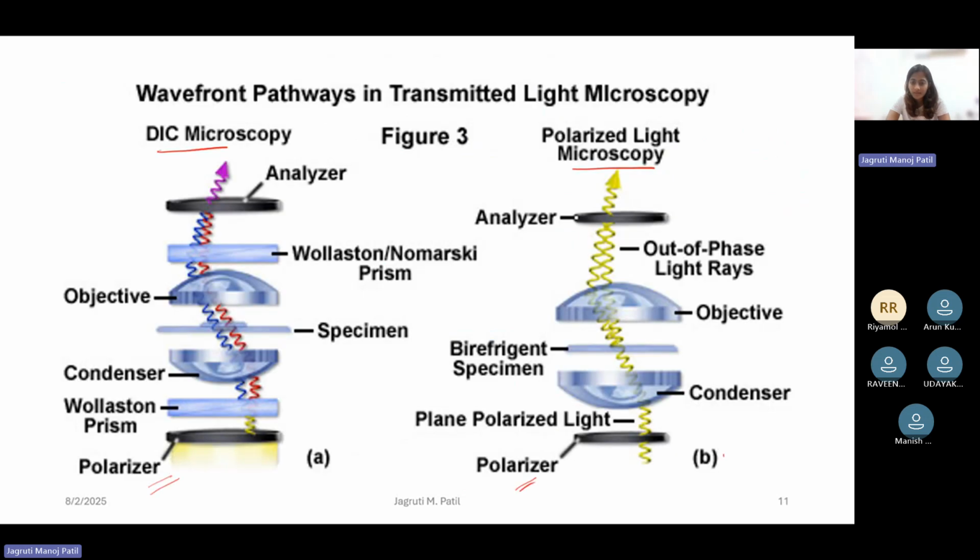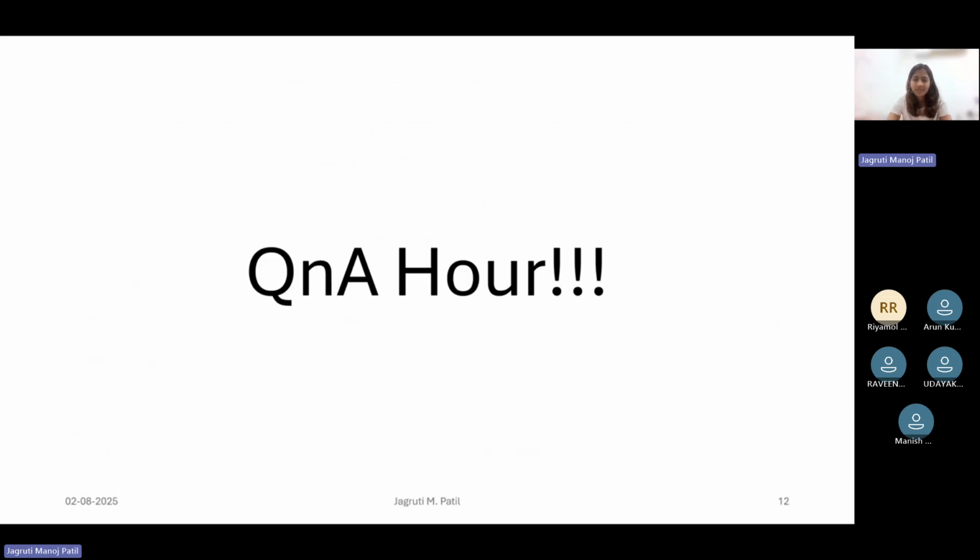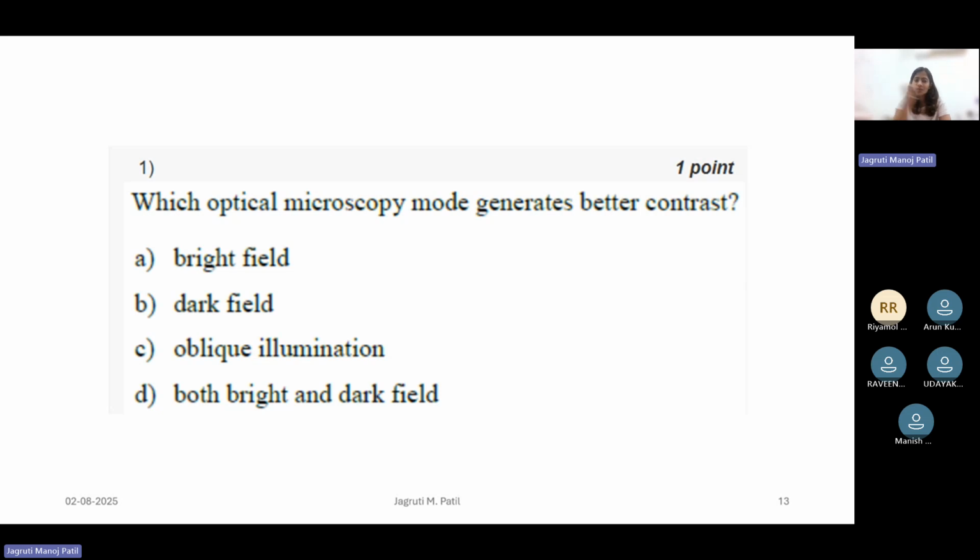Okay. So if not, then we'll go to the assignment tab. I guess this week's assignment is due tomorrow or the day after tomorrow. So these questions are more or less similar to this week's questions. The first one: which optical microscopy mode generates better contrast? We had two modes here. Which were the two modes? Dark field, bright field. Yeah, and which one gives us better contrast? Dark field. Yes. Why?